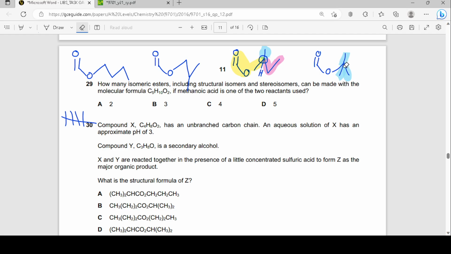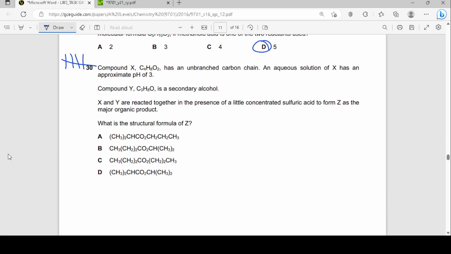Alright. So in total, I can't really think of any other ones, and the maximum option they gave is five. So I'll just choose five. Okay. So yeah, next question.